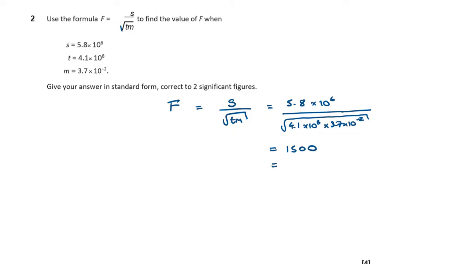Put that in standard form. That's going to be 1.5 times 10 to the what? Thousands is 10 to the 3, isn't it? 1.5 times 10 to the 3.